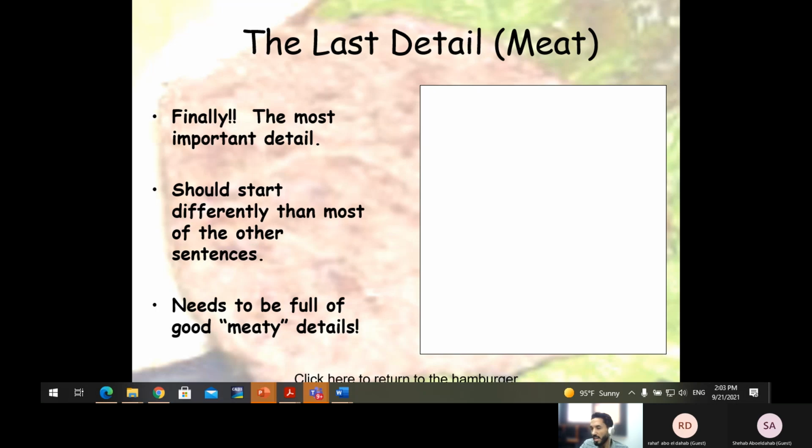Irrelevant information. Okay, it's not related, it doesn't make any sense. It's not related anymore to the topic sentence. You have to start the paragraph, every paragraph, with a topic sentence. Okay? Finally, the most important detail should start differently than most of the other sentences. Either the closing sentence. How can you write the concluding paragraph, the concluding sentence?